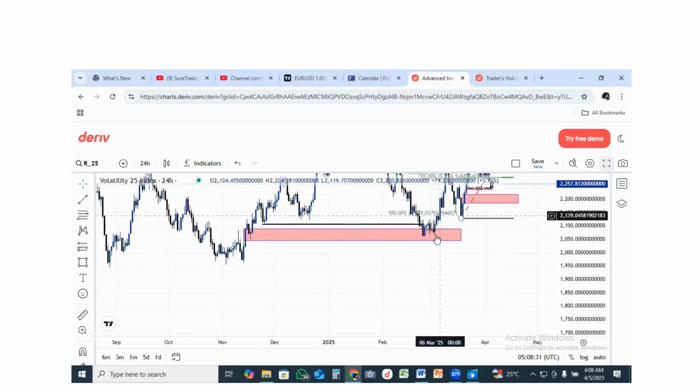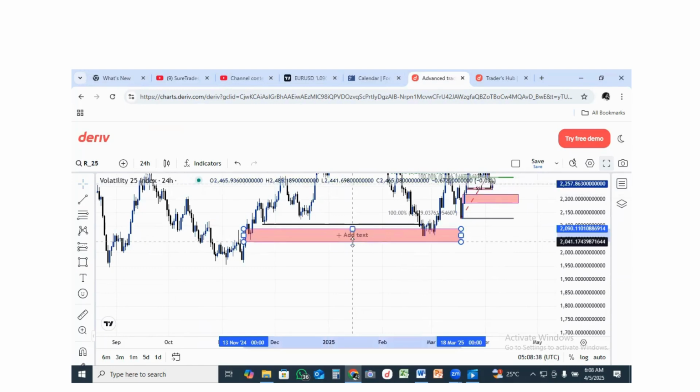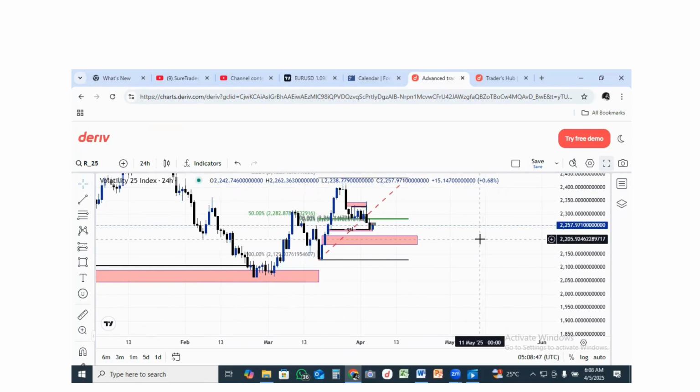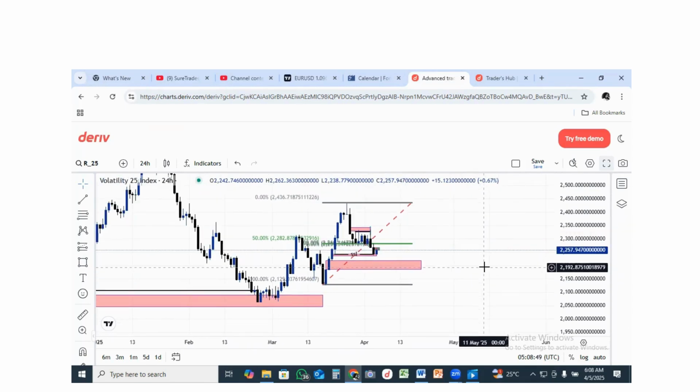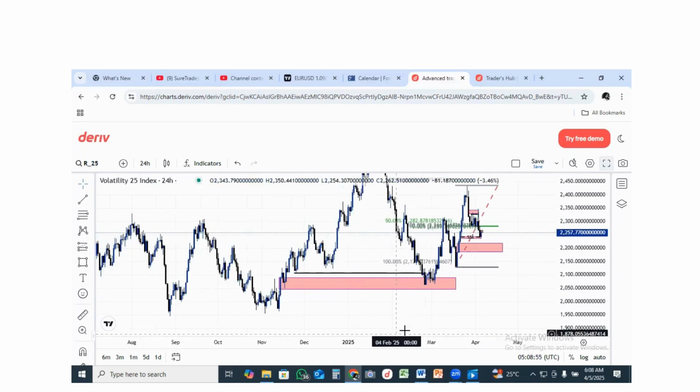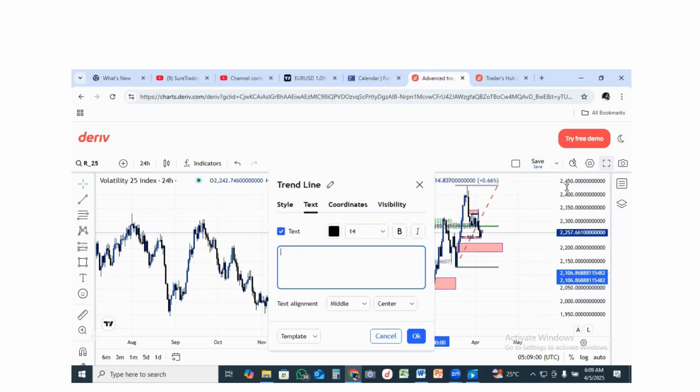So price returned back into this particular fair value gap here, and price reversed back. So this is on a daily scale, guys. Now it shows that the market is going for a particular buy side liquidity. What you are seeing here is sell side liquidity. Let me delineate it, let me write it. This is sell side liquidity. All right.